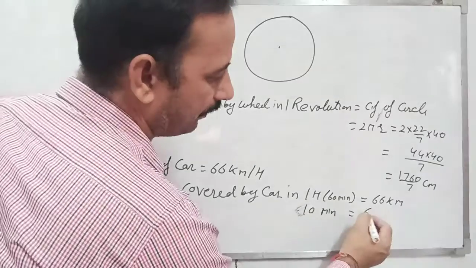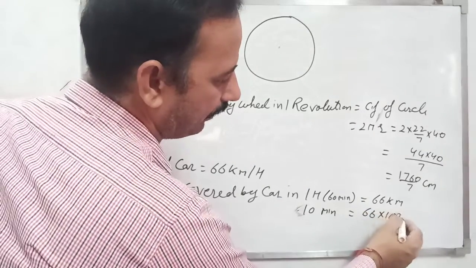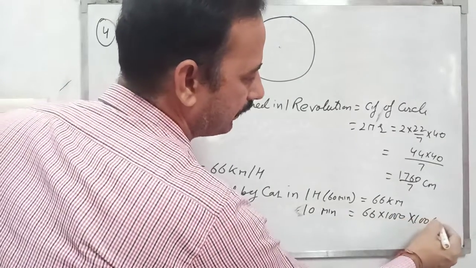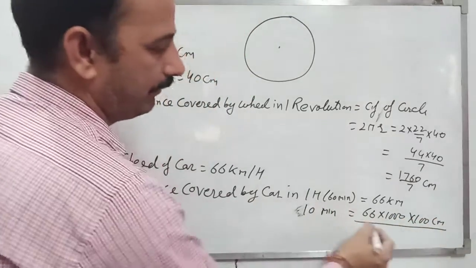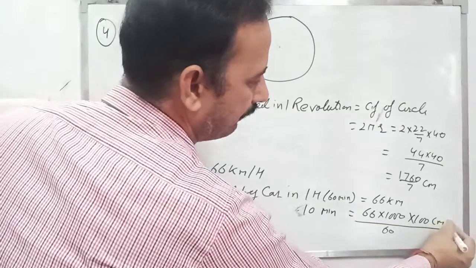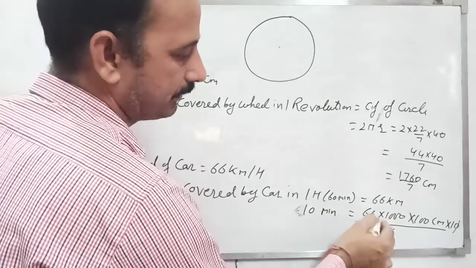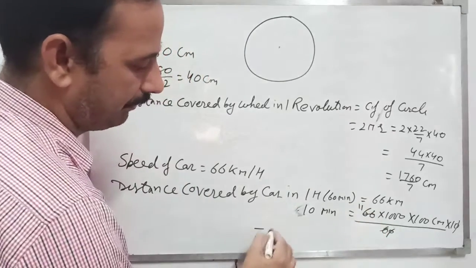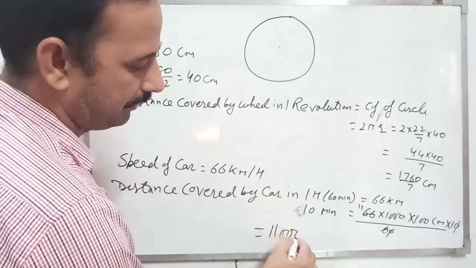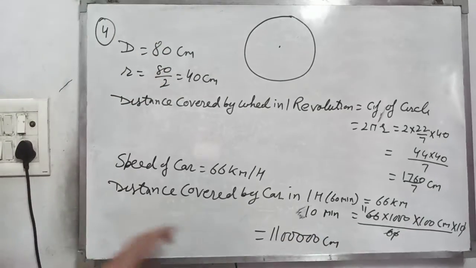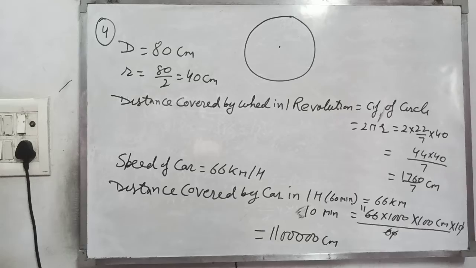Multiplying by 1000 it becomes meters. When we multiply with 100, it becomes centimeters. Divide by 60 minutes and multiply with 10. So you cancel this and you get 11, and multiplying 11 with the rest gives 11,000 centimeters. Such distance is covered by the wheel in 10 minutes.